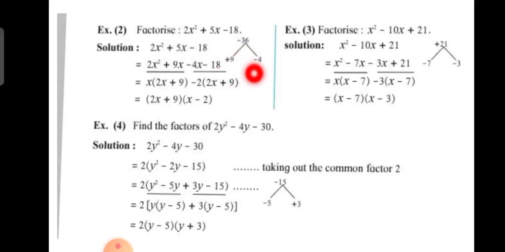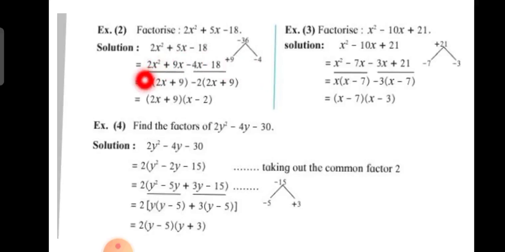So the factors are 9 fours are 36. Now which factor should have the negative sign? Refer to the middle term. The middle term is 5x, and the sign for 5x is plus. So the plus sign will be given to the greater number and the minus sign will be written to the smaller number.